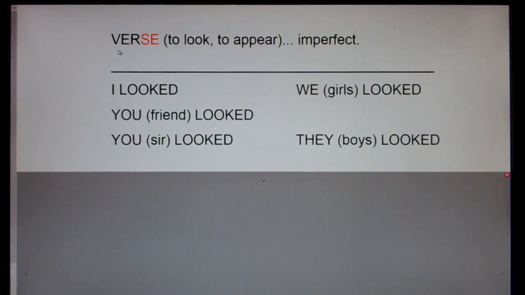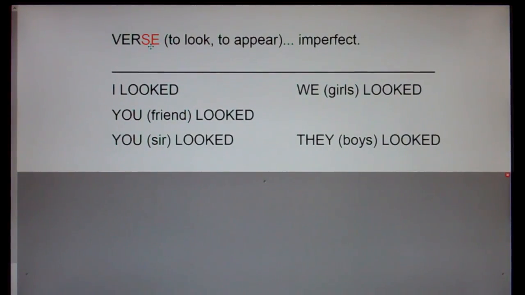Now what's tricky is ver all by itself means to see. And we've talked about I can see it, but it's very far away. And se means oneself. But verse does not mean to see oneself. It means to look or to appear. Like when I saw her, she looked tired. Or when I saw him, he looked excited about being a new father.